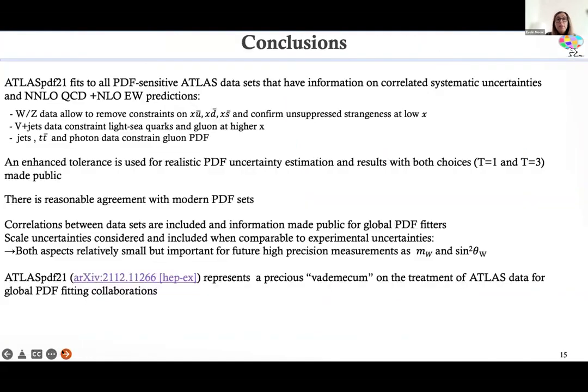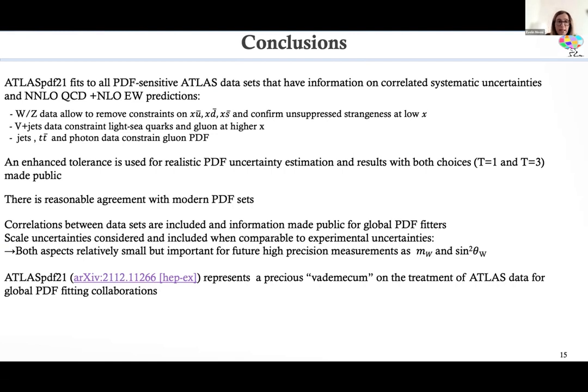And so this brings me to the conclusion. We fit all available ATLAS data sensitive to PDFs that have information on correlated systematic uncertainty. We fit our data to NNLO QCD plus NLO electroweak predictions. I already discussed in detail the impact of the different datasets. An enhanced tolerance is used for a realistic PDF uncertainty estimation, and the ATLAS fit is in reasonable agreement with the modern PDFs.